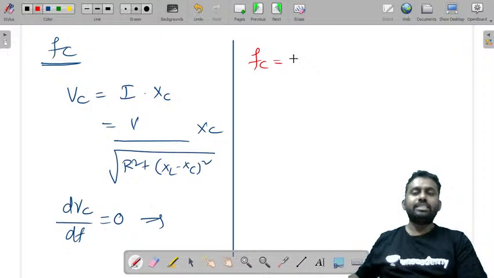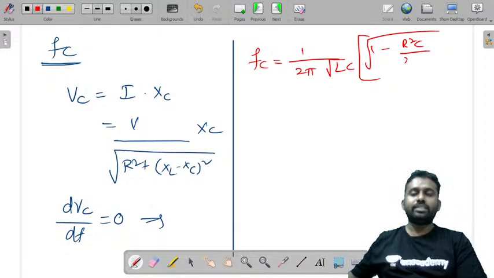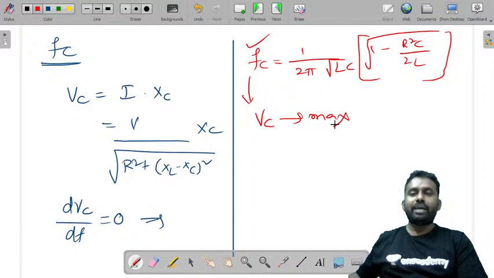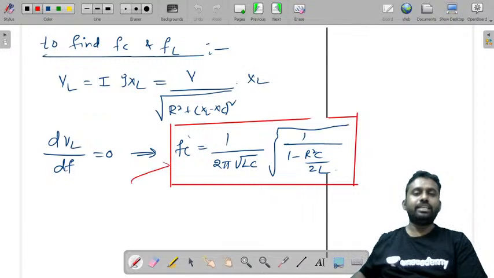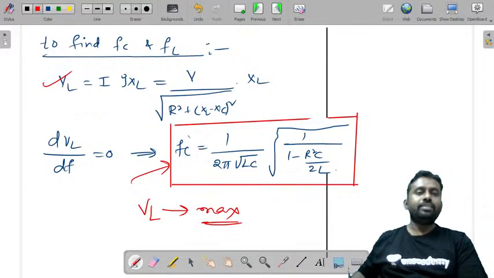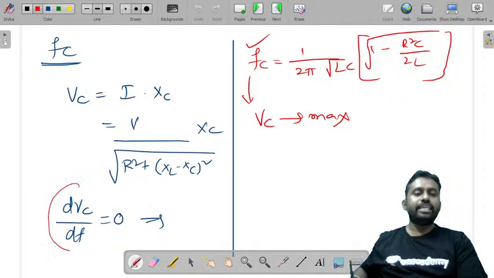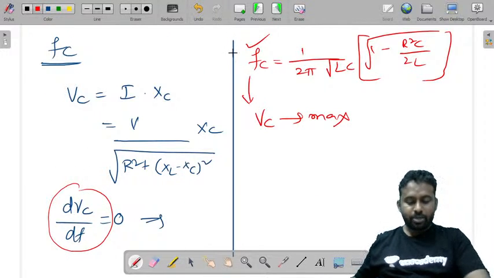The frequency at which capacitive voltage is maximum is 1 by 2 pi root LC into 1 minus under root of 1 minus R square C by 2L. This is the frequency at which voltage across the capacitor is maximum, and this is the frequency at which voltage across the inductor is maximum. That is found by differentiating voltage across the inductor and equating it to 0, and differentiating voltage across the capacitor and equating it to 0.